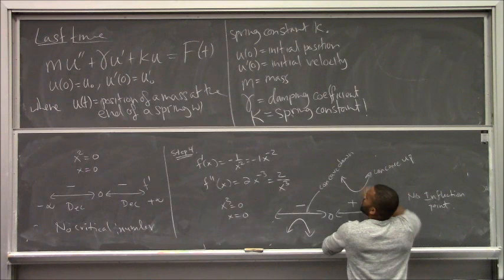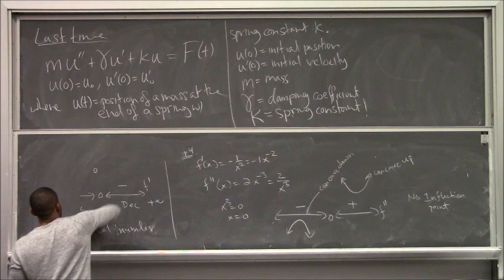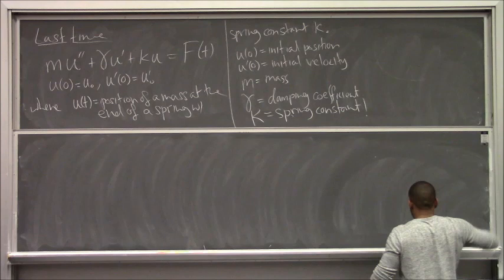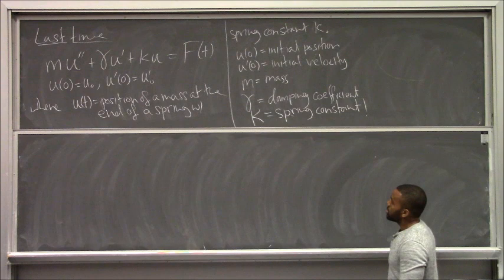Last time we spent a lot of time deriving this formula. I also mentioned how we can get the m, the gamma, and the k. Usually we can find the m using Newton's second law, we find the k using Hooke's law, and the gamma we can usually figure out if we're told about the force experienced by the system at a certain velocity.